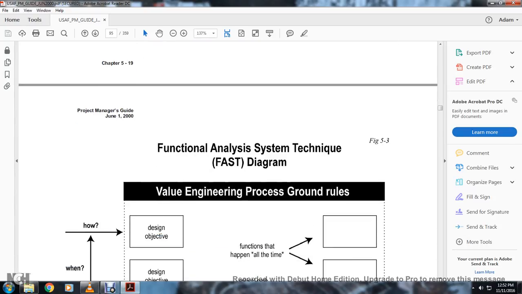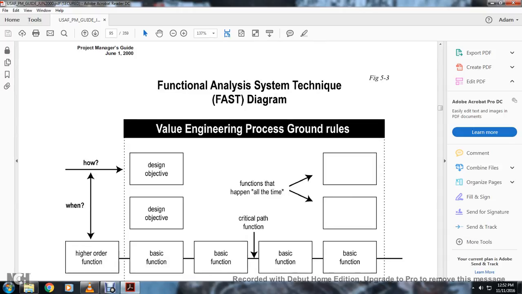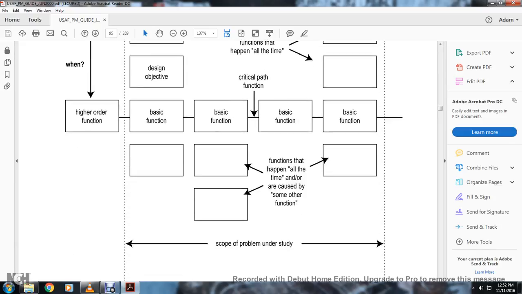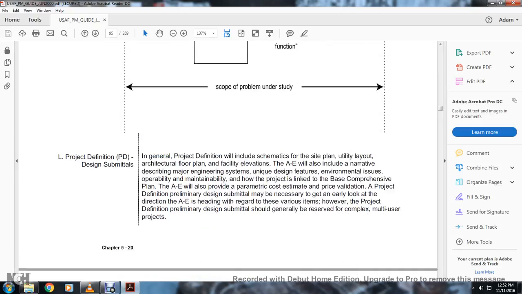Functional analysis system technique, or FAST diagram. The value engineering process goes from how to when, between the design objective, the higher function, and the basic function, with a critical path to the basic functions that happen all the time. Underneath that are other functions that happen all the time and are caused by some other function, within the scope of the problem under study.